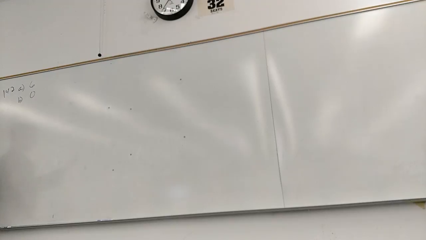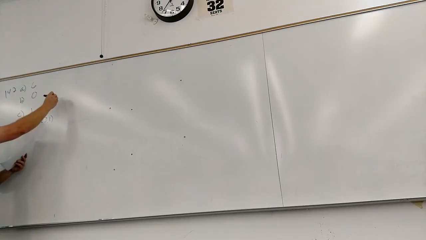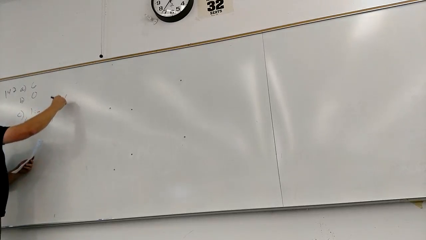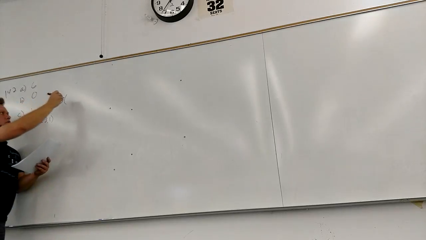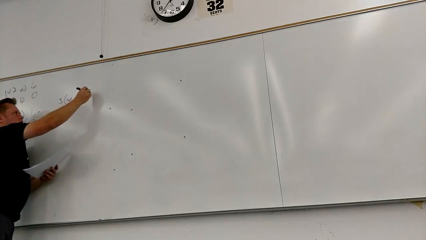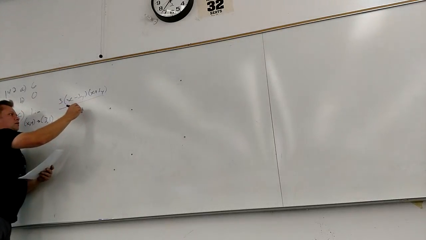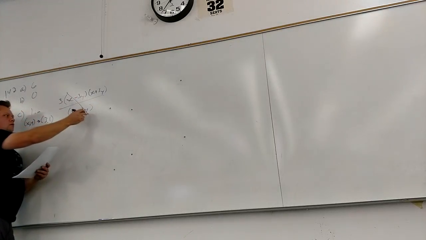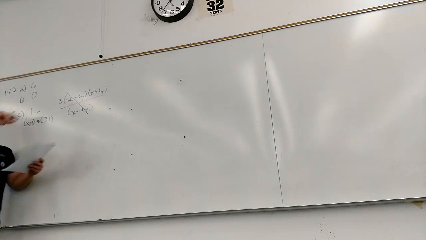Right? Part C is the one that freaked a few people out, but yeah, you factor the top. What can you take out? 3. The alpha x squared minus 9y squared, right? x minus 3y. And then you plug in 3, 1. 6 times 3. 18.